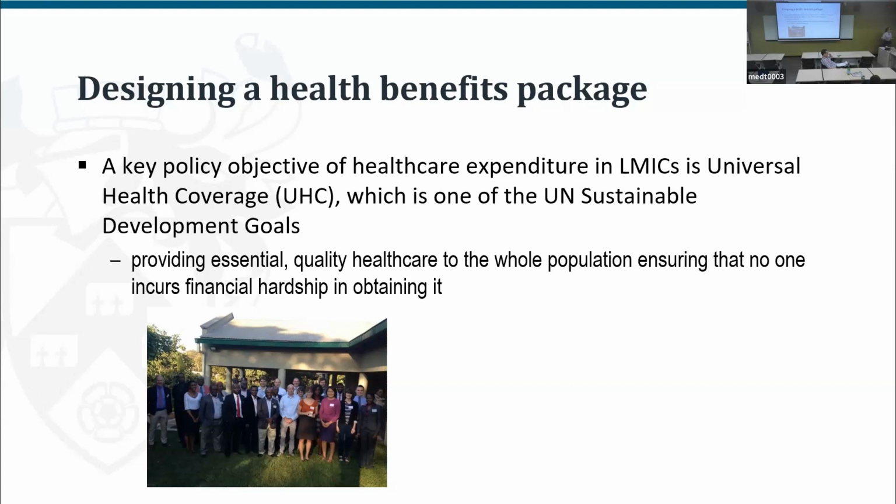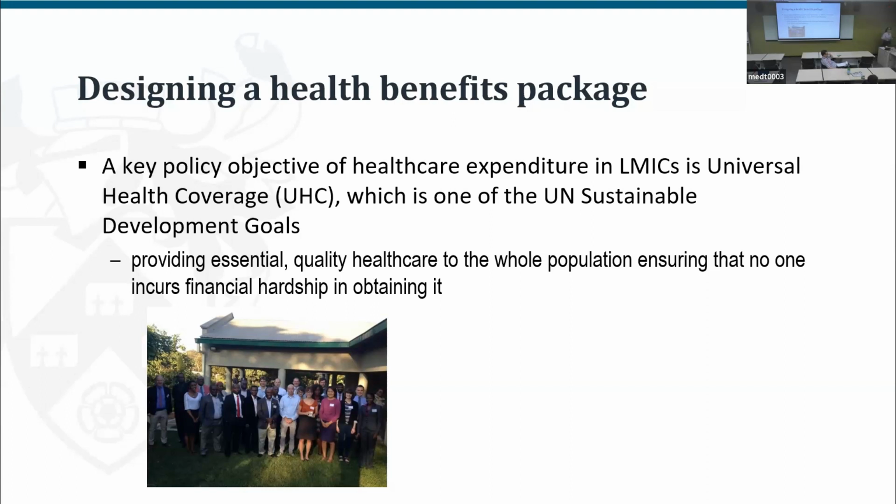So we can also use estimates of health opportunity cost to inform decisions at the national level, not just about whether to include a new intervention within an existing package of care, but we can think about designing a whole package of care from scratch as well. So this is one of the policy objectives of LMICs quite commonly, to move towards universal health coverage. This is also one of the UN Sustainable Development Goals. And so what this means is providing essential quality healthcare to the whole population, ensuring that no one incurs financial hardship in obtaining it.